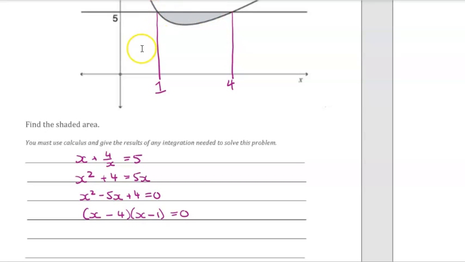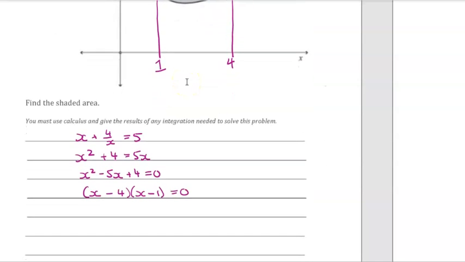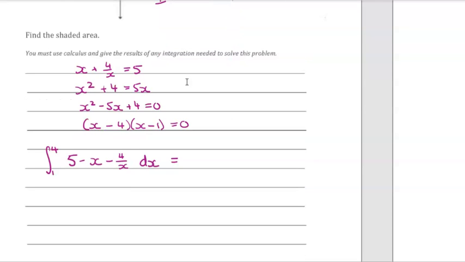So we'll have the area that comes under the line and we'll subtract the area under the curve, and we can do that all in one step by writing it as one equation. So the equation of this line is 5, and we'll take away the equation of the curve and we'll integrate between 1 and 4. So that's what that looks like, as 5 take away the equation of the curve right here. Now if we integrate each of those pieces, we get 5 becomes 5x, x becomes x squared over 2, 4 over x is 4 log x. And we're going to integrate that between 1 and 4.